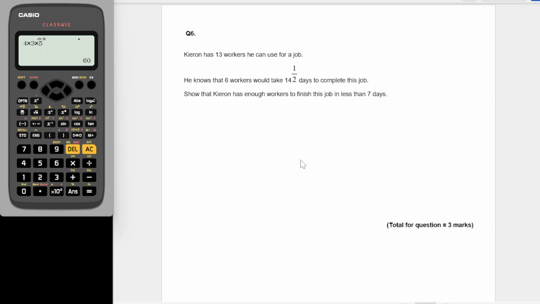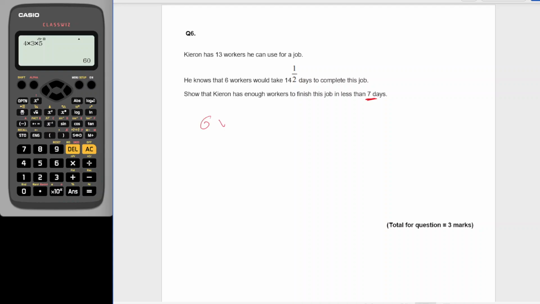Right, question 6. Kieran has 13 workers he can use for a job. He knows that 6 workers would take 14.5 days to complete the job. Show that Kieran has enough workers to finish the job in less than 7 days. Okay, so this is an example of indirect proportion. So the more workers, the quicker the job, or the fewer workers, the longer the job will take.